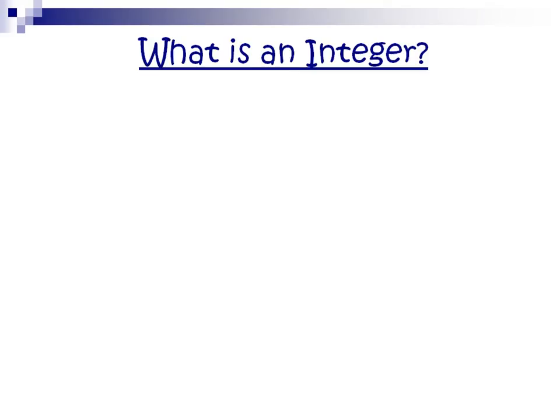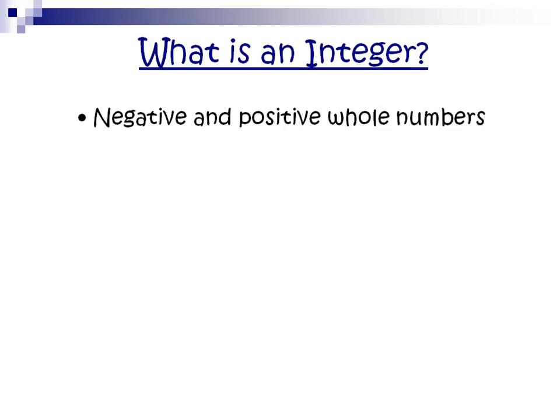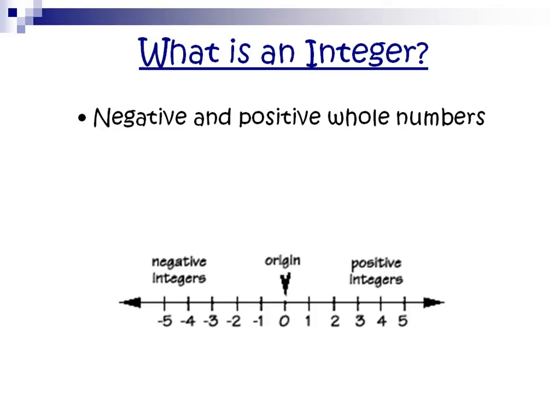Now, what is an integer? An integer is just negative and positive whole numbers. So for example, on this number line, all of these numbers are examples of integers. So you have negative 5, negative 4, negative 3, negative 2, negative 1, 0, all the way to the positive side of the integers.